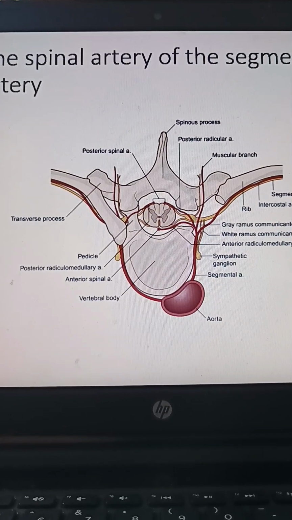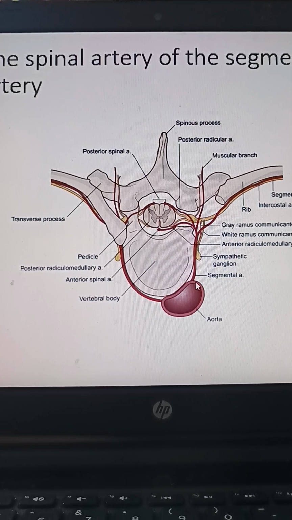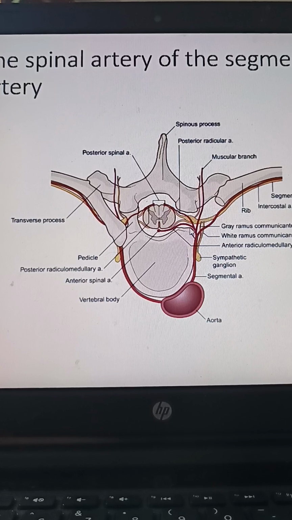Now the artery which supplies the nerves is called the radicular artery, which is actually a branch arising from the aorta called the segmental artery, which forms a radicular artery that supplies the rami and the nerve.